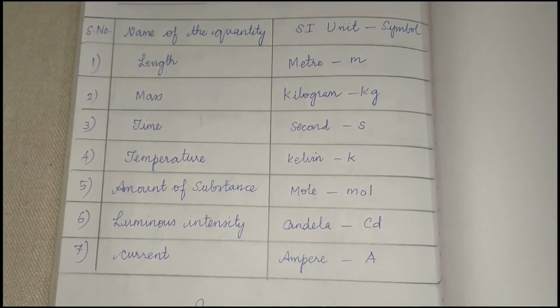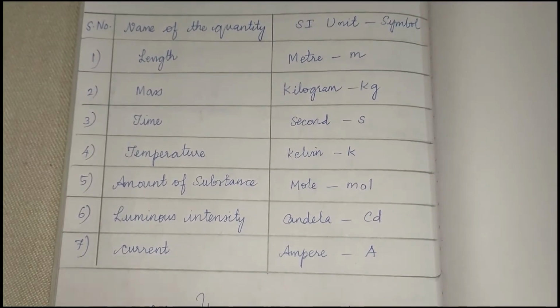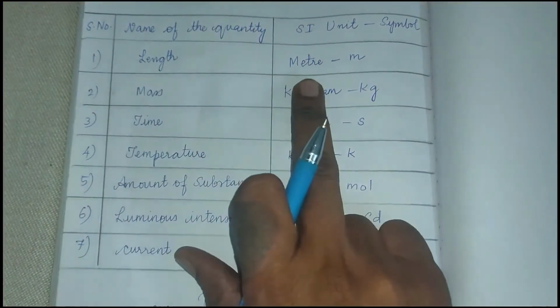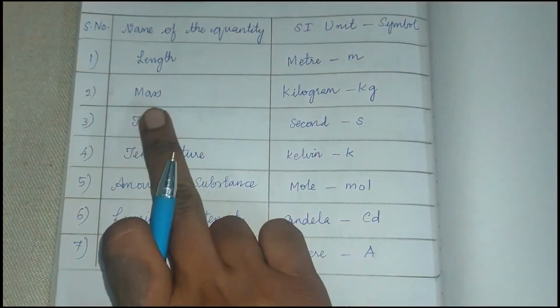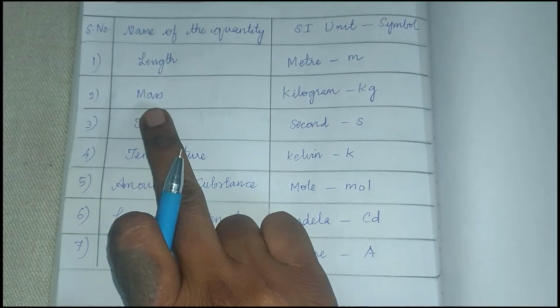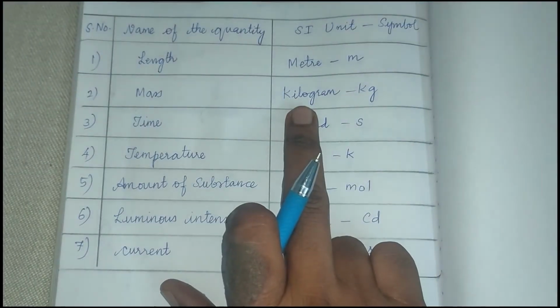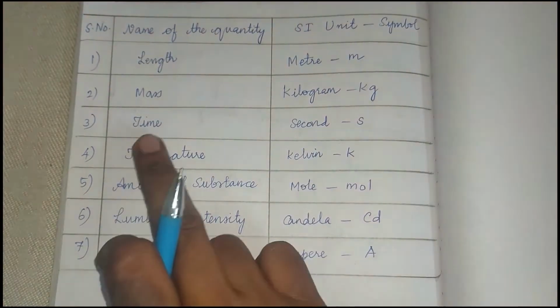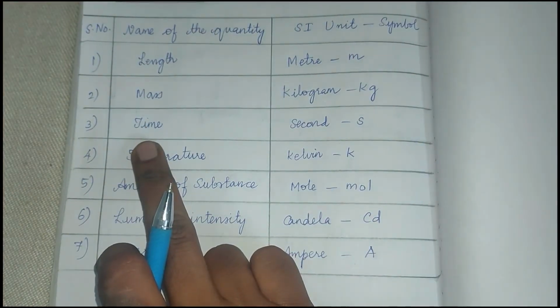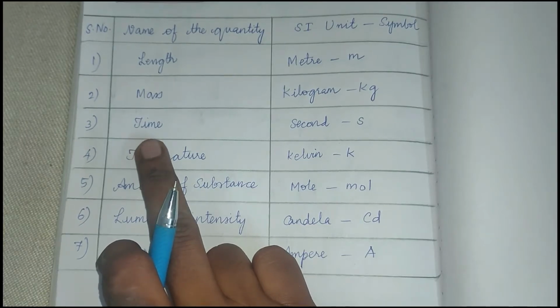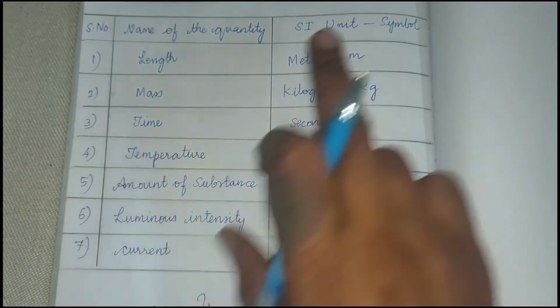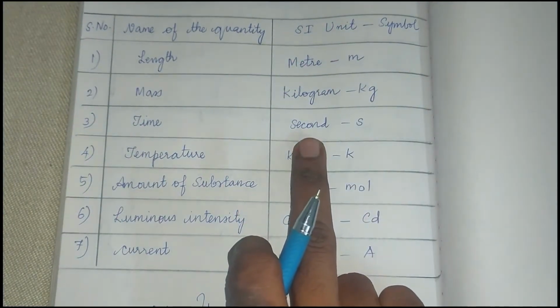Right? When you go to a shop to buy a cloth, you have to measure it in meter, right? And when you go to a grocery shop, you want to weigh something, you ask the shopkeeper in kilogram. When you look at the clock, you just see the time in hours, minutes, but actually the SI unit is seconds.